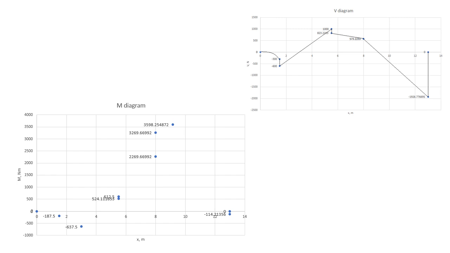So how do you complete your moment diagram? The slope of the moment diagram is equal to the value of the shear at that point. So from point A to B, from 0 to 1.5, it's negative 187.5 here.